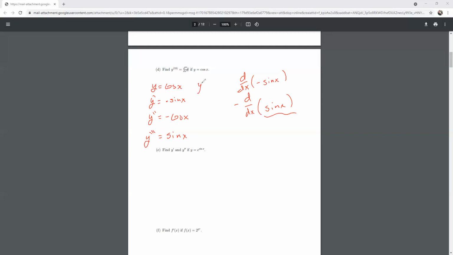If you perhaps entertain my poor notation, I'll do y4 prime. This probably is better off notated like that. So let's take the derivative of sine. That is, again, cosine of x.